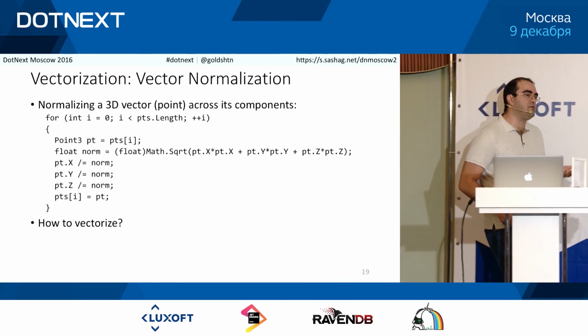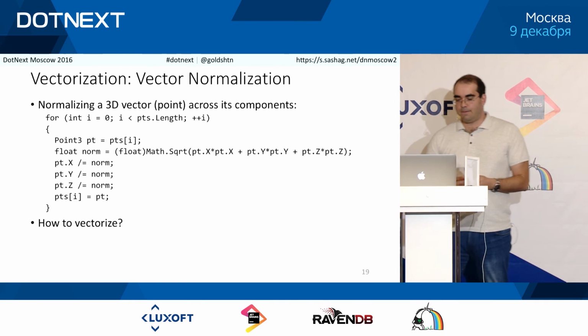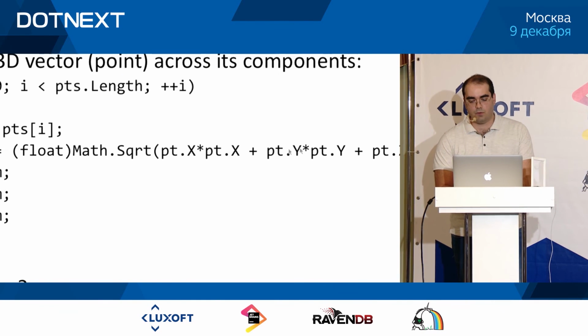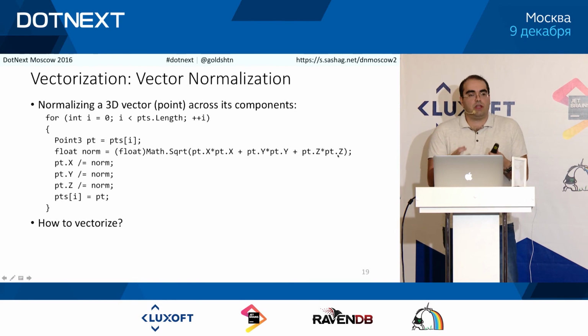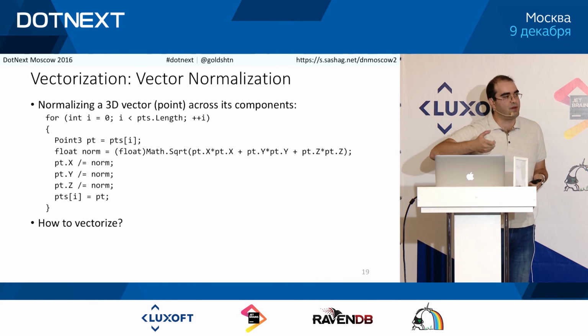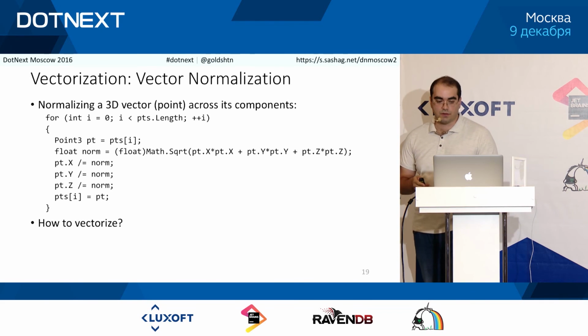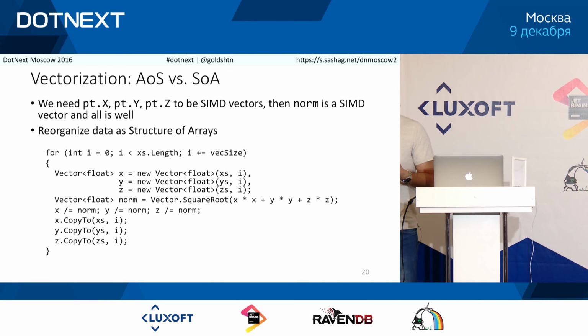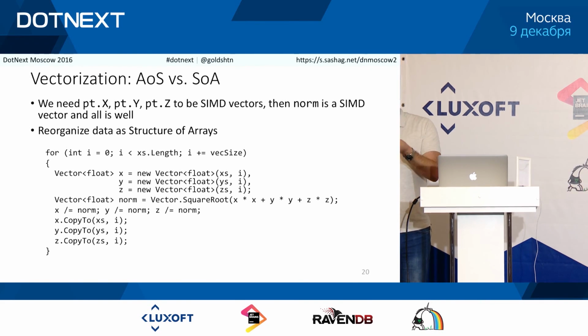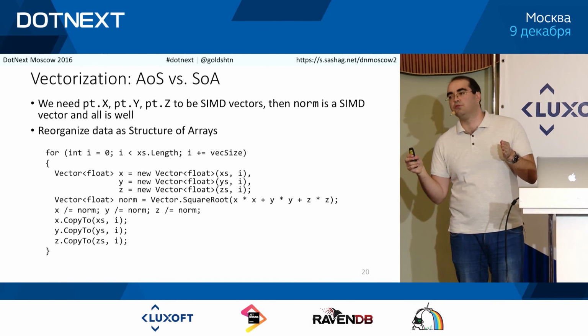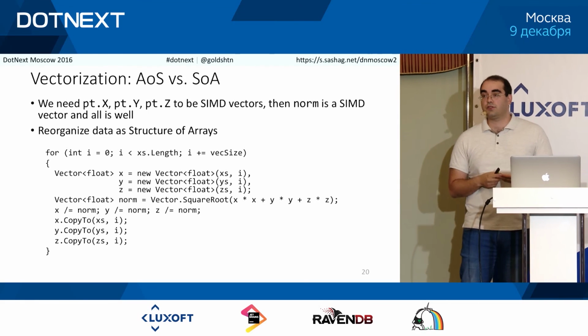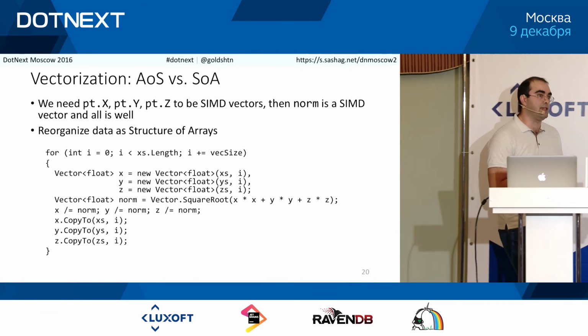So how do we vectorize this? There's this x times x and y times y and z times z over here. And that's what I would like to do in parallel using vector instructions. So to do that, we actually need the x and the y and the z to be vectors, to be multiple values, so we can use vector instructions to operate on them at the same time.